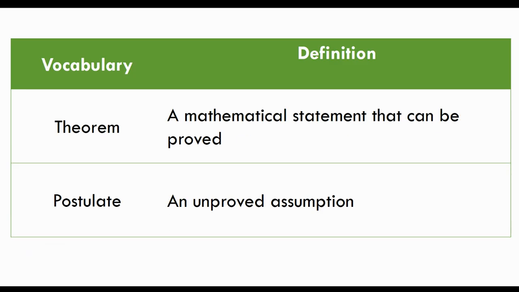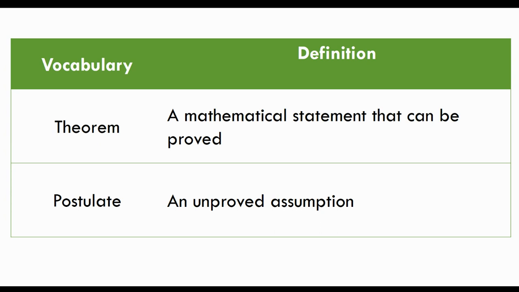So there are some vocabulary words that you're going to want to know. And I've mentioned a couple of these words before, but now we're actually going to physically define them. So one word is theorem. A theorem is a mathematical statement that can be proved. Theorems are something we are going to be using a lot of in the rest of this semester and even next semester in geometry. Okay, so a mathematical statement that can be proved.